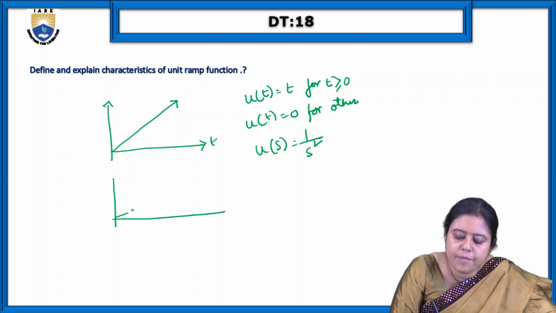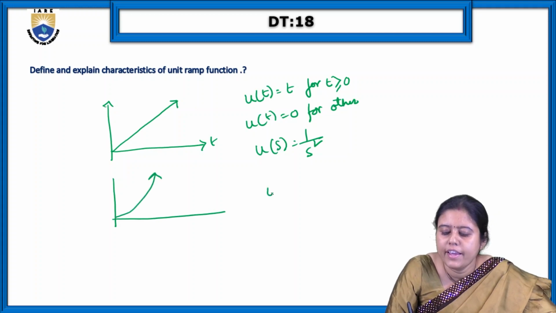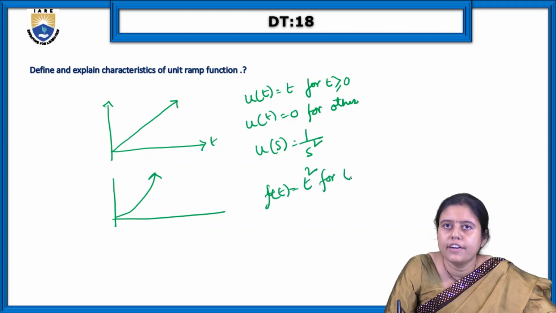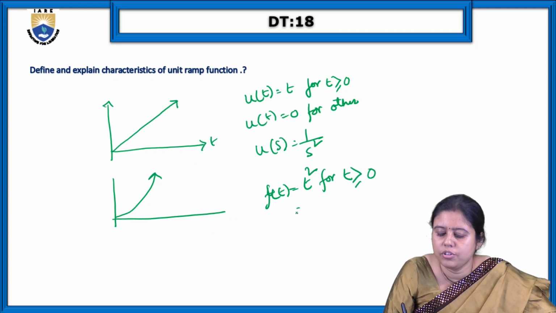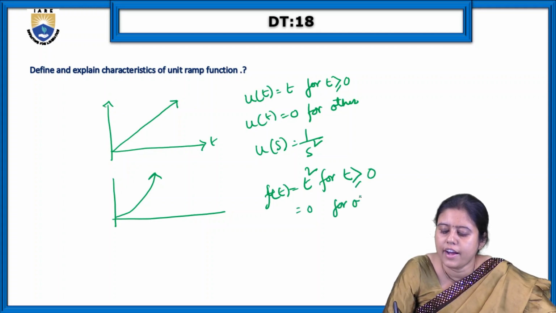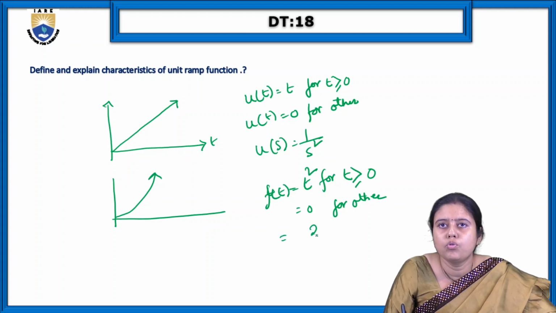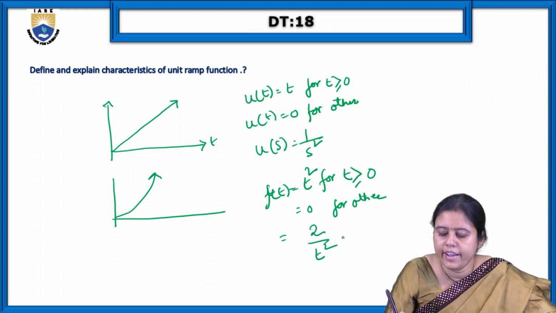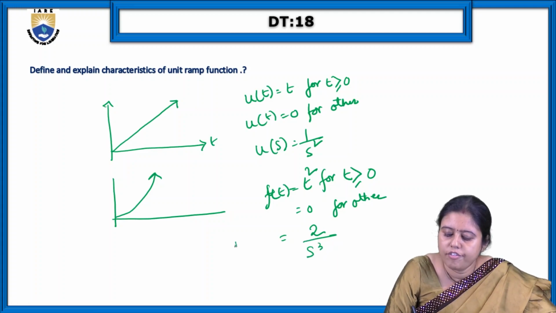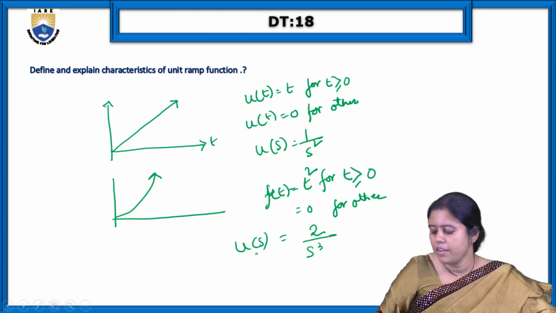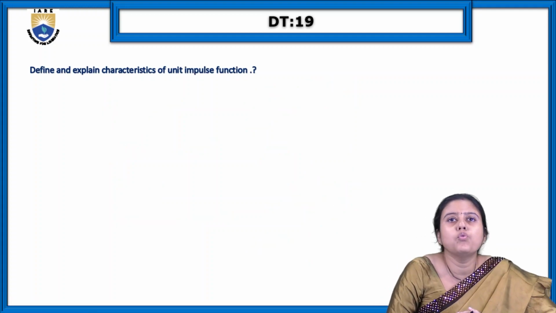If we are going for a parabolic input, what will happen? The function f(t) is equal to t square for t greater than or equal to 0, and 0 for others. So what will be the value? The value of U(s) will be 2 by s cube.